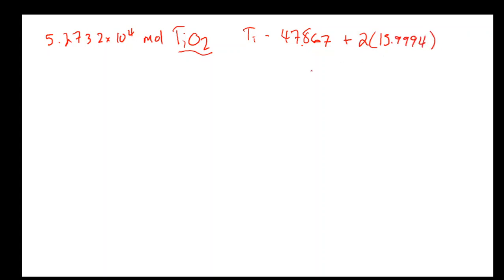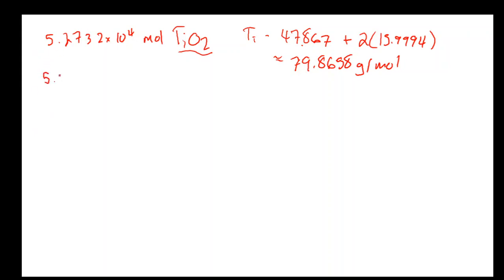15.9994 for the 2 oxygens, so then that gives us the total mass of, what would that be, Grace? So that is 47.867 plus 2 times 15.9994 equals 79.8658 grams per mole. Yep. So then we will take that and use it as the unit conversion here.